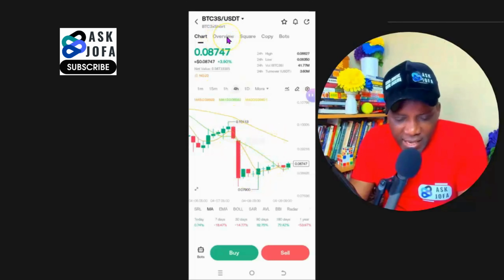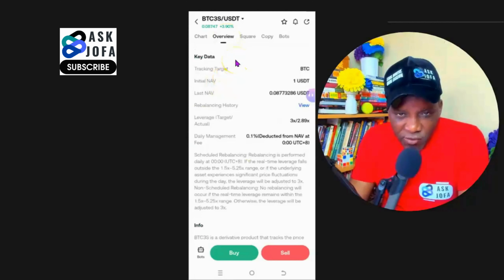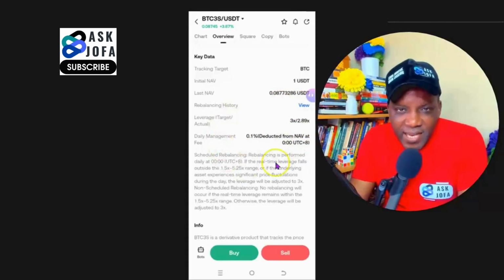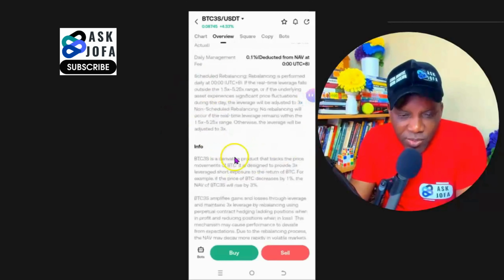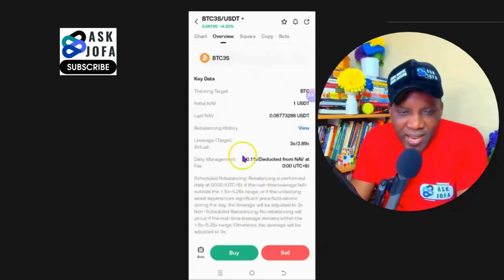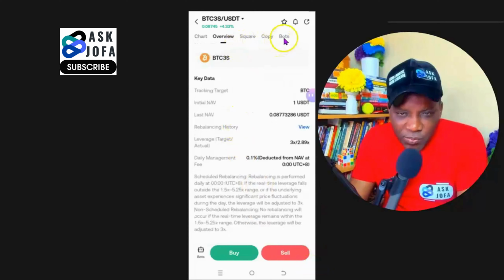And you can check overview to help you know the nature of your leverage tokens. Like what we're tracking, the price of leverage tokens we're tracking is Bitcoin. You can view the rebalancing here. You can see leverage target is 3S, and this is daily management fee that we've talked about in this video. And if there's any serious price movement, that's when rebalancing will happen. So you can still learn more by scrolling down and reading the detail. And you can use bot, you can use copy trade with conditions.